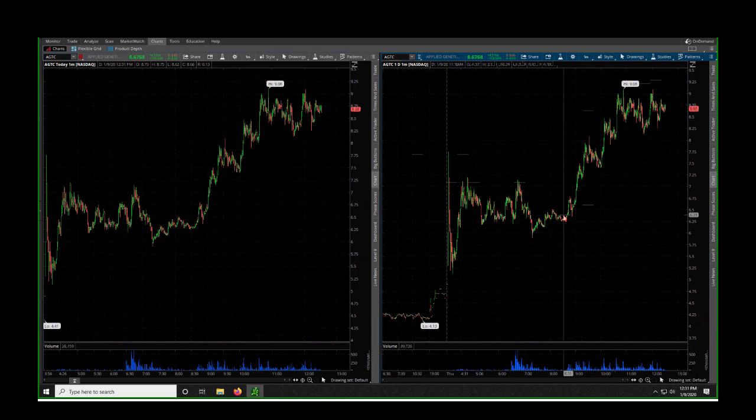Small caps, if you're in the right chat room and you know what you're doing, you can make a ton of money short and you can make a ton of money long. You just have to be in the right room. And again, all day I kept saying, do not long the stock. Do not long the stock. Once it breaks 6, we can see 5.